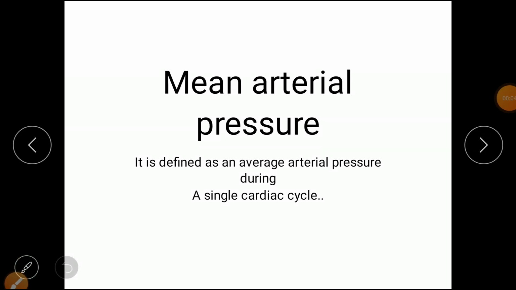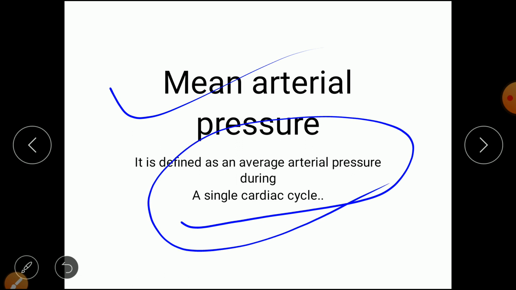Hello everyone. In this video today we are going to discuss the mean arterial pressure. Basically, the mean arterial pressure is defined as the average arterial pressure during a single cardiac cycle.